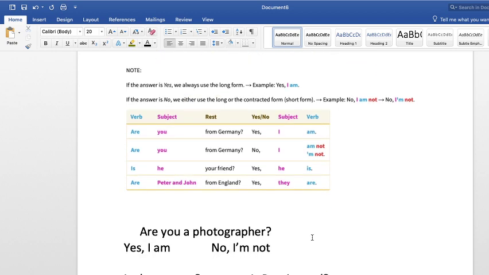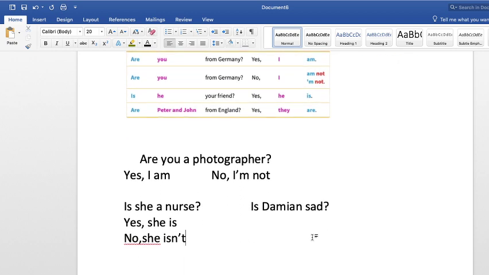Over here, I have a couple more questions that you can practice, or to explain what I mean. Are you a photographer? Yes, I am. Remember that with are you, you don't answer yes, you are. No, because the question is being asked to you, right? So we answer yes, I am.